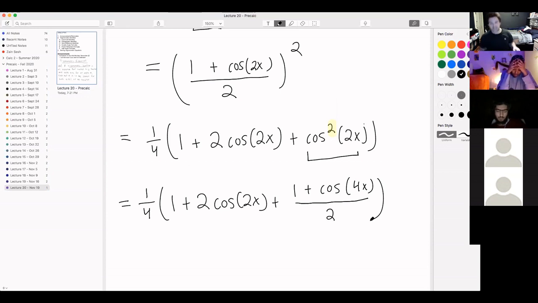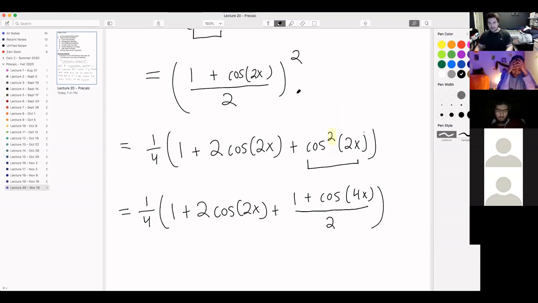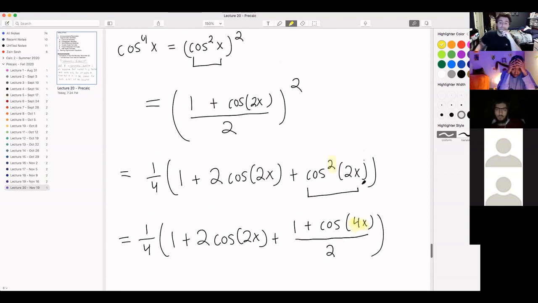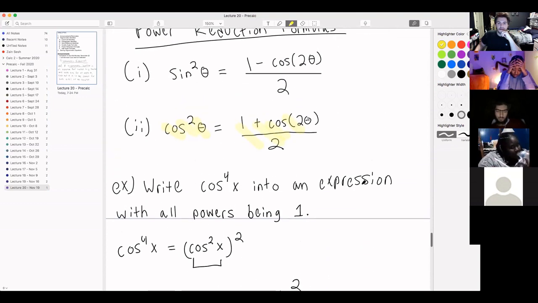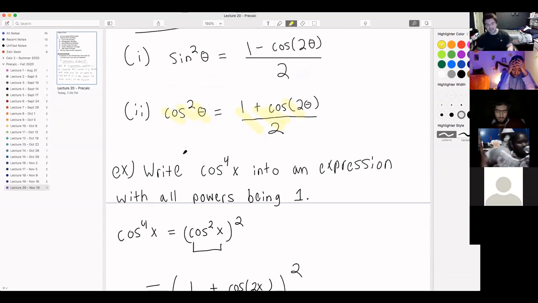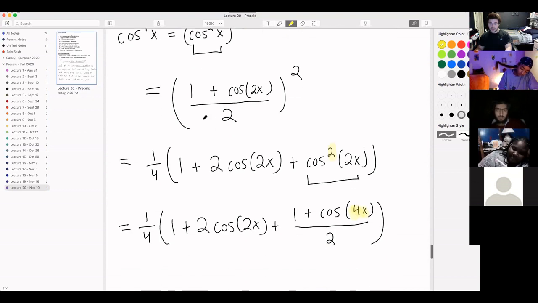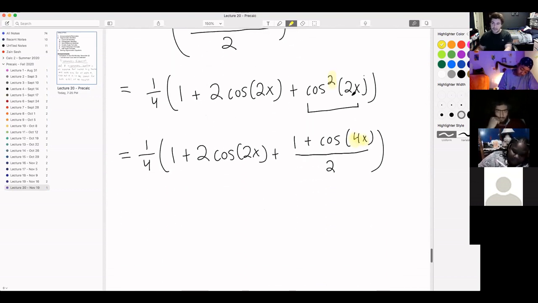So any questions here? Maybe you should have a question. Why is this 4x when this was 2x? That became a 4x. Because the formula asks for 2 theta, so 2 times 2x, it's 4x. Yes, exactly. So when you apply this power reduction formula, you need to double whatever theta is. So if theta is 2x, I must double it and make it 4x.